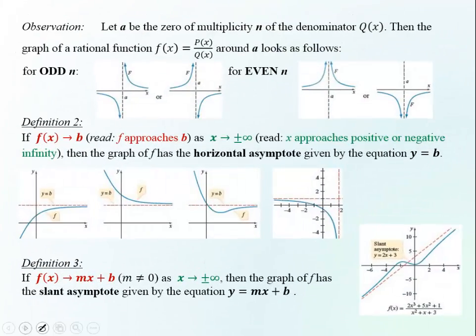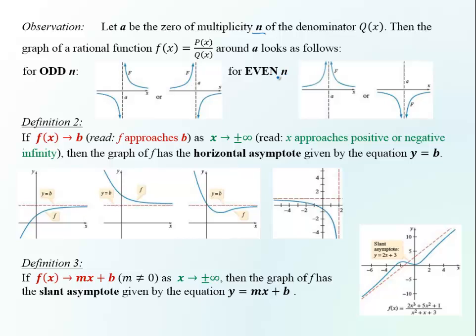Well, let's summarize what we observed. If a is a zero of multiplicity n of the denominator of our rational function, then the graph of the rational function with this denominator around a looks as follows. If n is odd, for example 1, 3, 5, then the graph approaches this vertical asymptote at a in different ways, from the left to minus infinity, from the right to plus infinity, or otherwise, but they're going apart to different infinities on both sides.